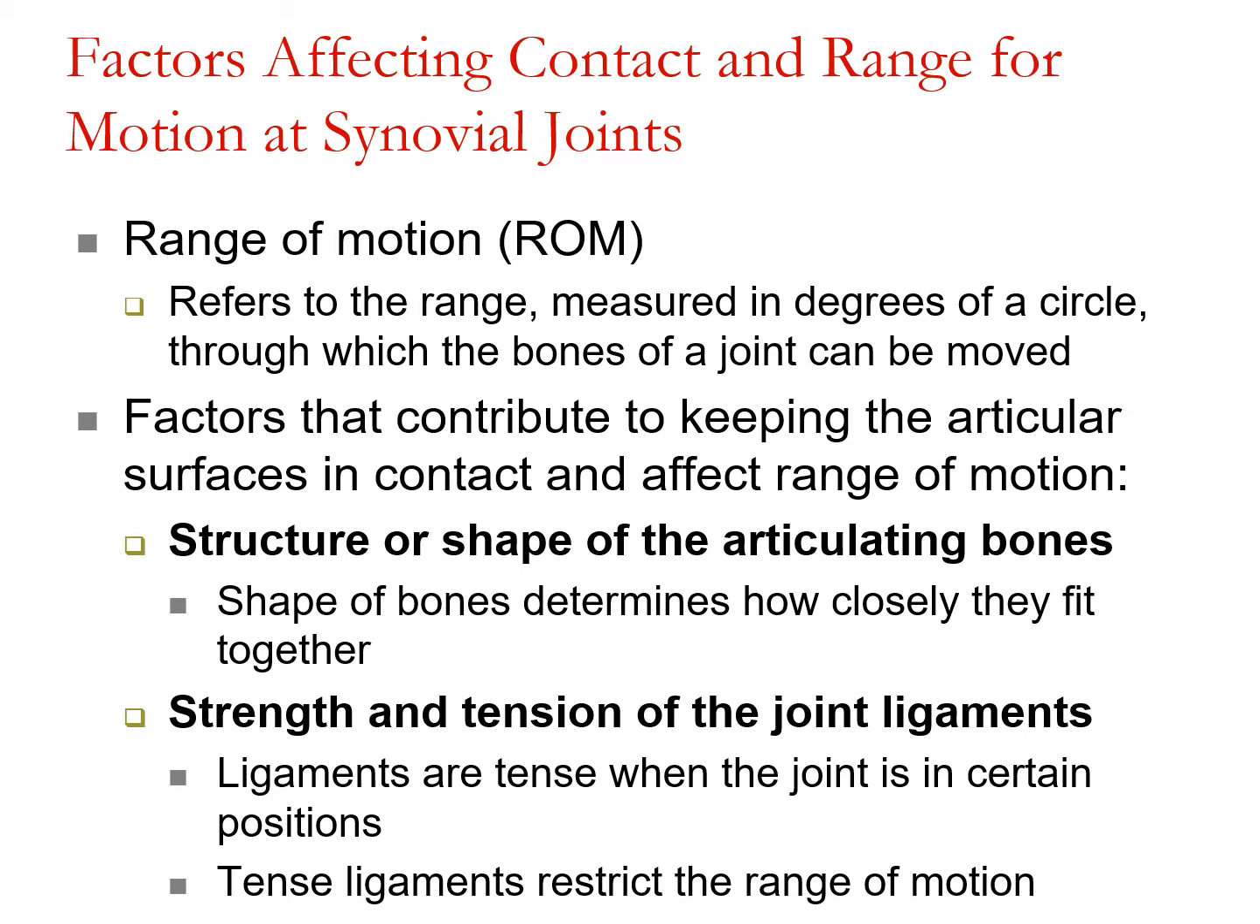Whereas at a ball and socket joint, because of the shape of the articulating surfaces, there's a greater range of motion that is allowed at that type of joint. Number 2, strength and tension of the joint ligaments.